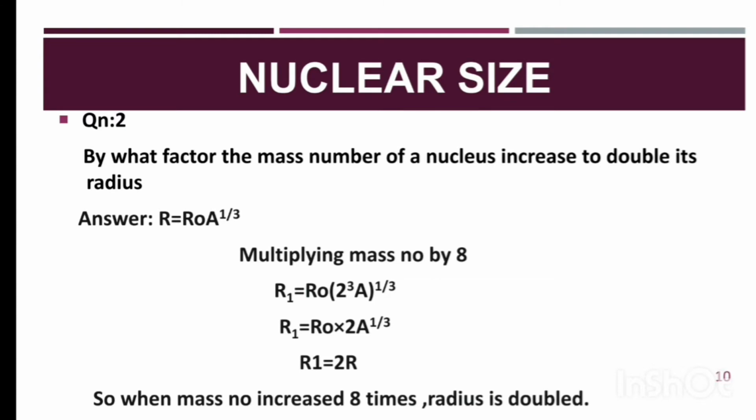Second question is, by what factor must the mass number of a nucleus increase to double its radius? So the question is, to double the radius, how should we change the mass number? We know the equation of radius of nucleus as r is equal to r0 A power 1 by 3. Multiplying the mass number by 8, r1 is equal to r0 into 2 cube A the whole power 1 by 3. Then r1 is equal to r0 into 2 A power 1 by 3. That is, r1 is equal to 2r. So when mass number is increased 8 times, radius is doubled.